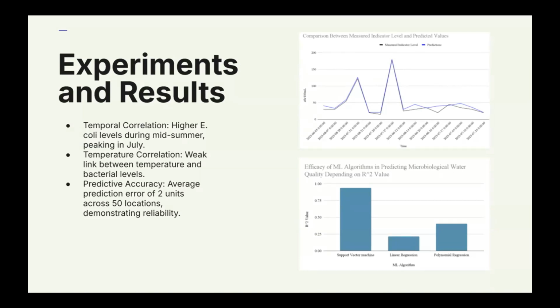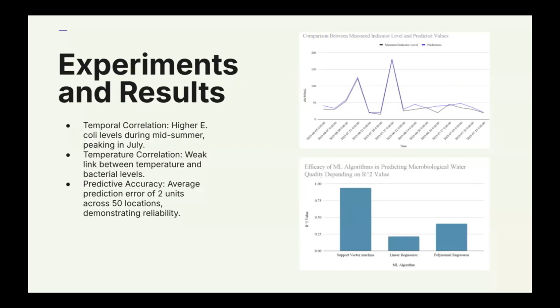In addition, we made sure to test the app's accuracy against our own data. And so we tested the app by comparing its predictions of E. coli data with the raw data from the MDPH. And so the app's predictions were evaluated across beach types, marine, freshwater, and over a variety of test locations. And we saw that across 50 locations, we saw a prediction error of around 2 units, demonstrating that it was relatively reliable in this case.